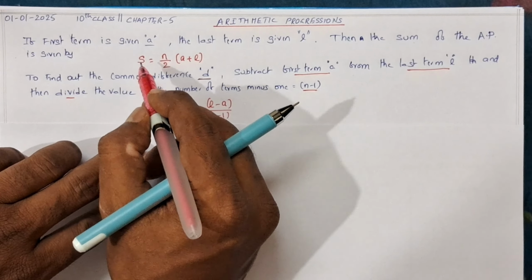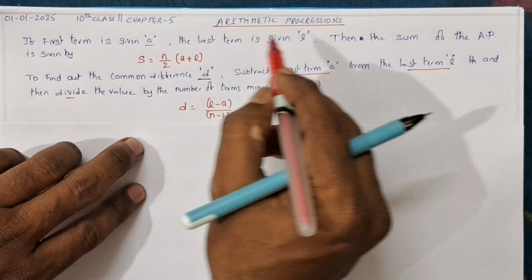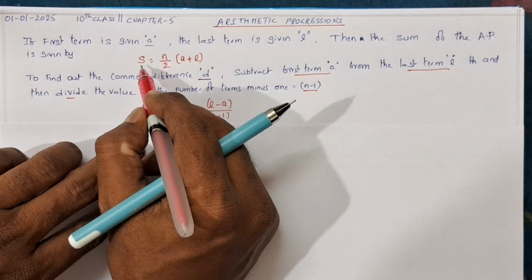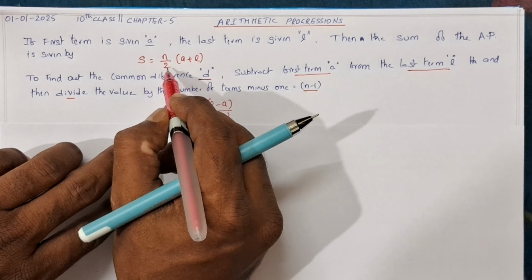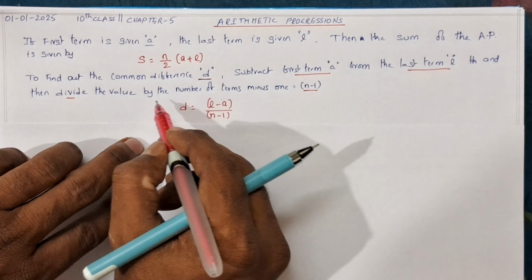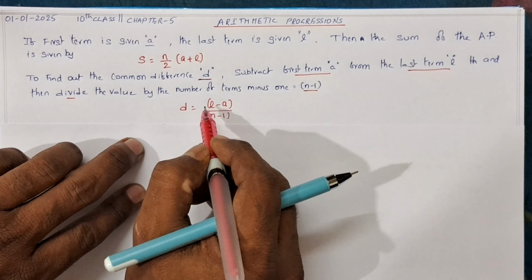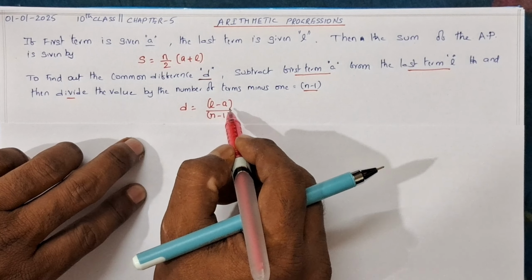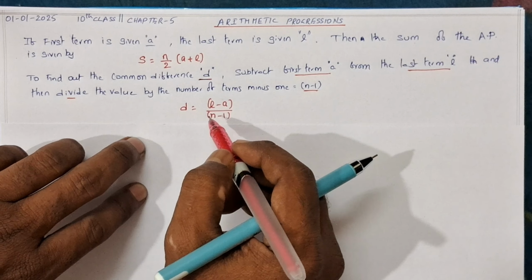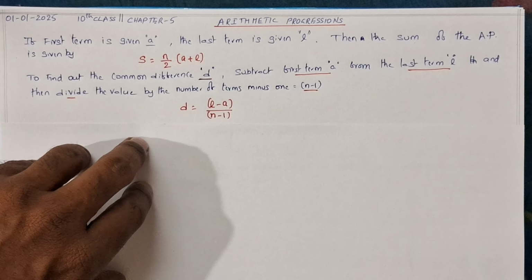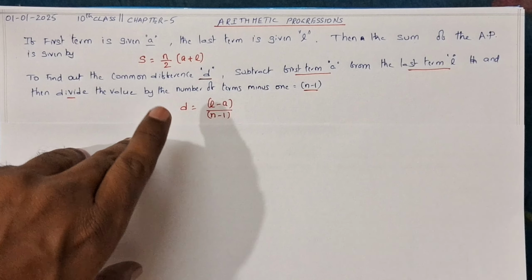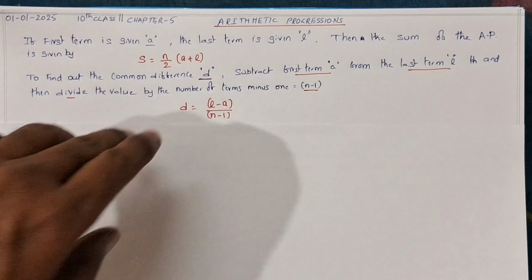Okay, if the first term is given and the last term is given, then the sum is equal to number of terms divided by 2 into A plus L. To find the common difference, last term minus first term divided by number of terms minus 1. We would like to solve one problem based on the above two equations.